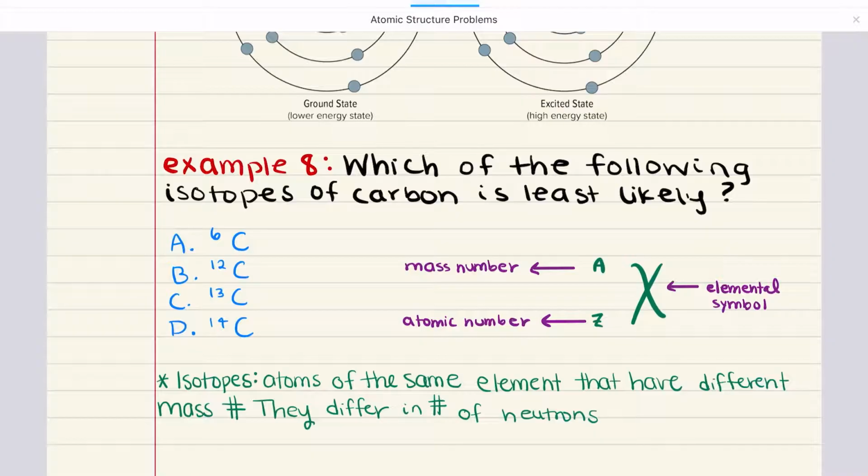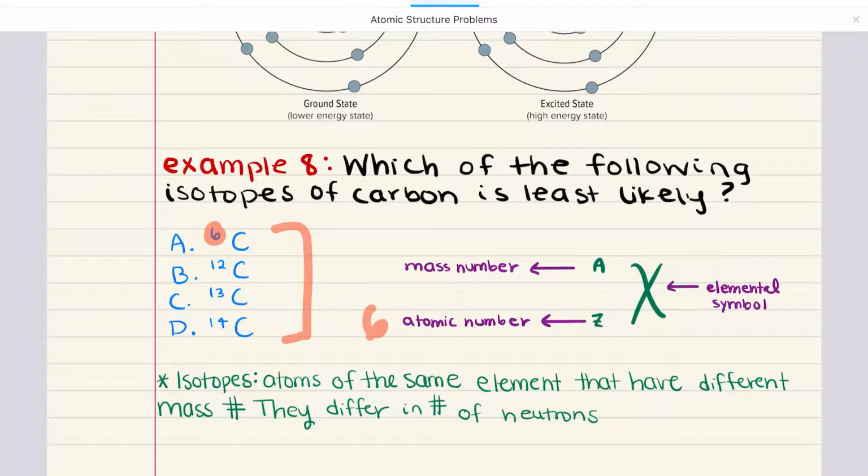Now, recall that this superscript, if you're looking at these answer choices, refers to the mass number of an atom, which is equal to the number of protons plus the number of neutrons present in an element. Now, according to the periodic table, carbon contains 6 protons, which means its atomic number is going to be 6.